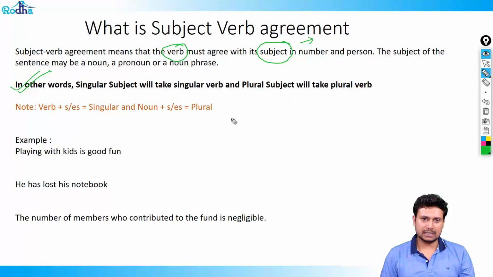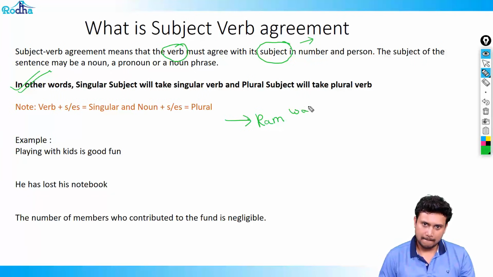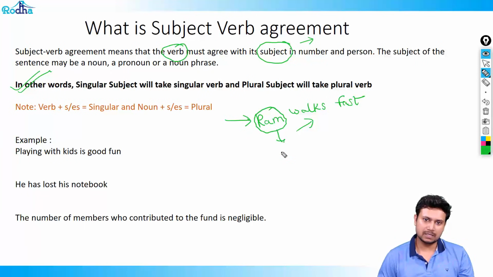Let's look at an example. If I say Ram walks fast, I'll use the same logic. I'll ask my verb who walks fast. I get the answer as Ram. So Ram is my singular subject. Walks is my singular verb.